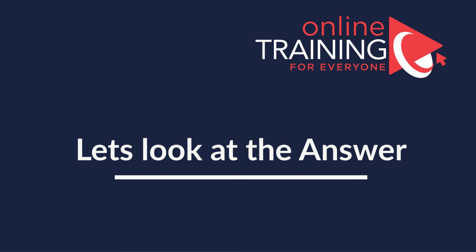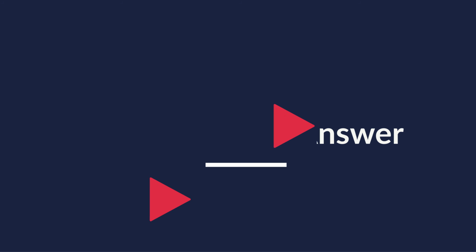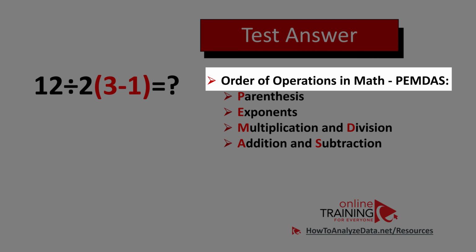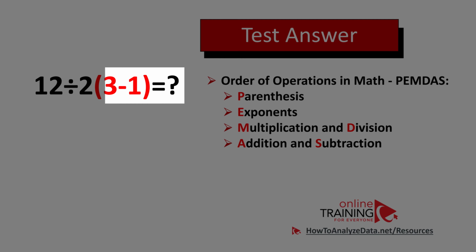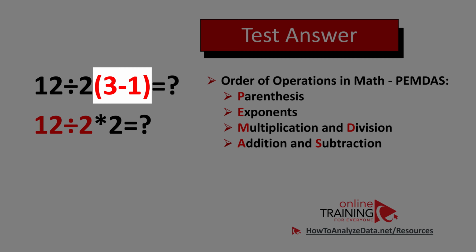All you need to determine is which one to do first, second, and third. Do you think you know the answer? Let's continue and get it solved together. The order of operations in math tells us that the first expression we need to solve is in parentheses. We first need to calculate 3 minus 1. And obviously the answer is 2.